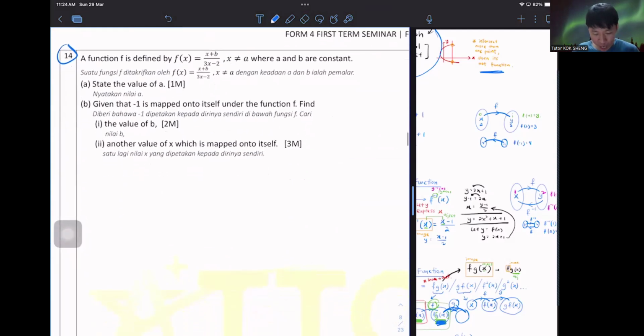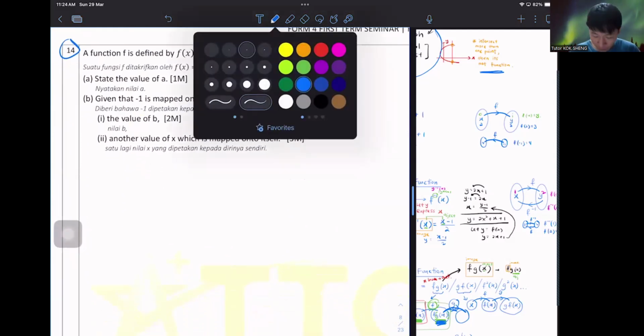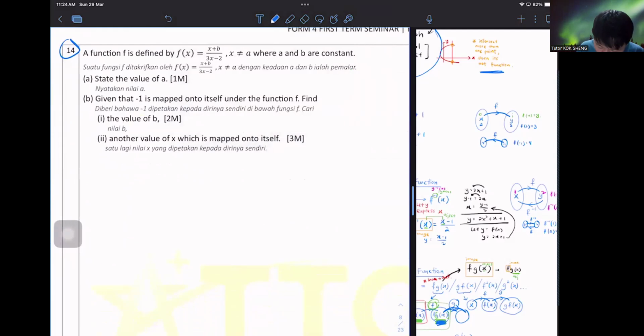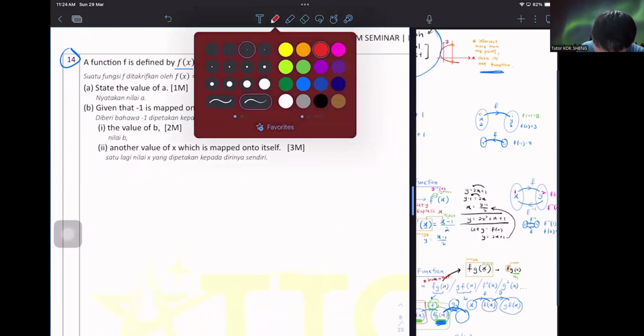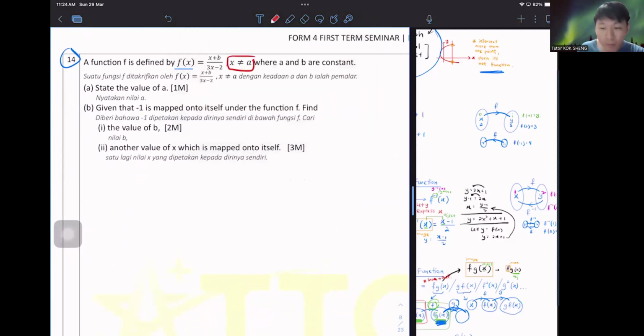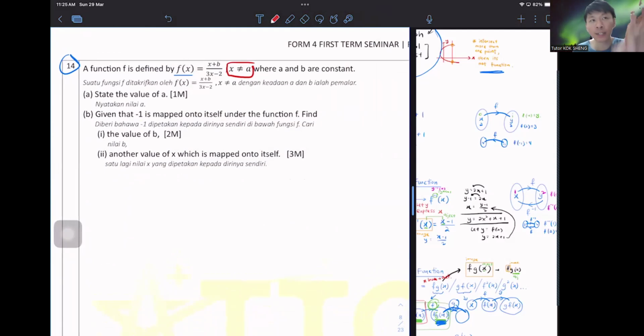A and B again. Let's go. Function f defined by fx, x not equals to a, where a and b are constants. Okay, so I explain to you first what is the x not equals to a. This part is actually same as number 13, the undefined. Just now we have one word, right? Undefined.